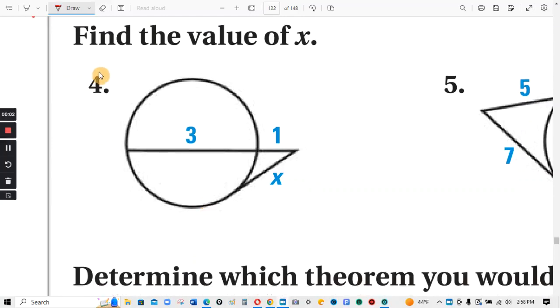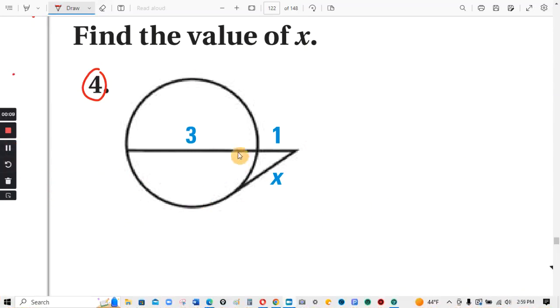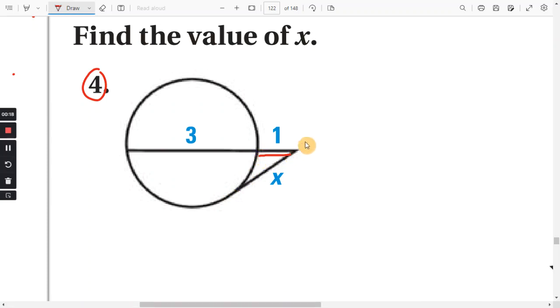Okay, please try guided practice number 4. Find the value of x. All right, so we don't have any vertices or points given, so we'll just go right into the numbers. It's going to be the external segment, which is 1, times the entire segment, which is 3 plus 1. And that is going to equal x times x, or x squared.